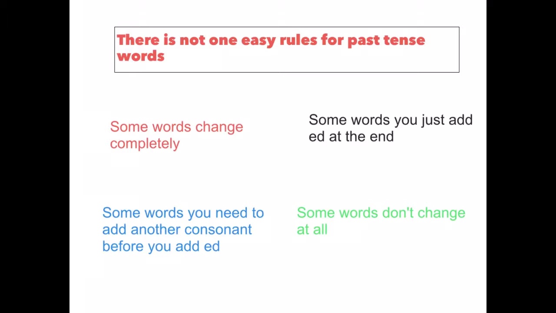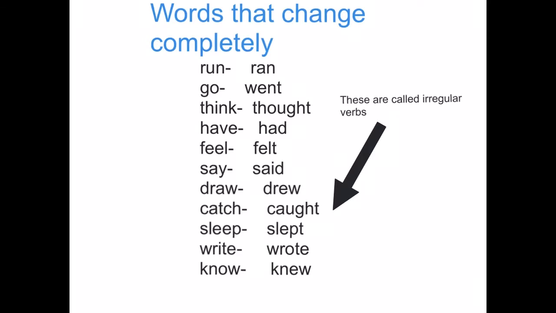So let's get started. The first one we're going to talk about is words that change completely. Now, words that change completely are called irregular verbs, okay? Because they're not regular. You don't just add an ed, you change the whole word. So you got a word like run. You wouldn't say, yesterday I run to the shops. You would say, yesterday I ran to the shops. A word like go changes absolutely completely. You wouldn't say, yesterday I goed to the beach. You would say, yesterday I went to the beach.